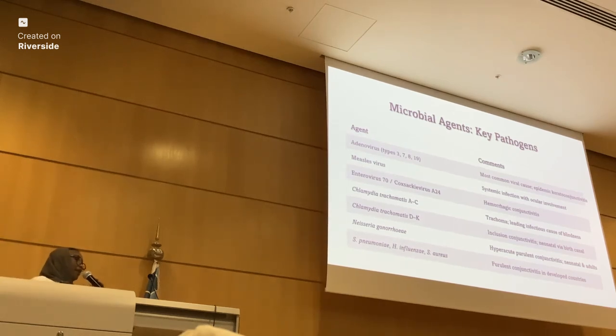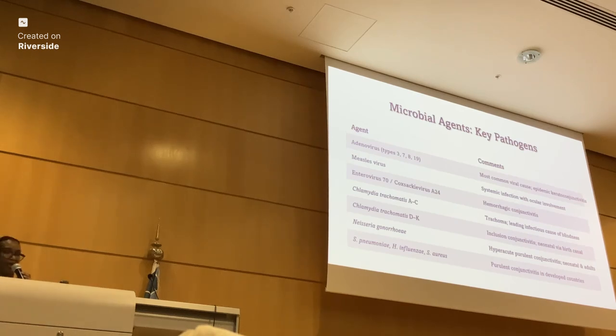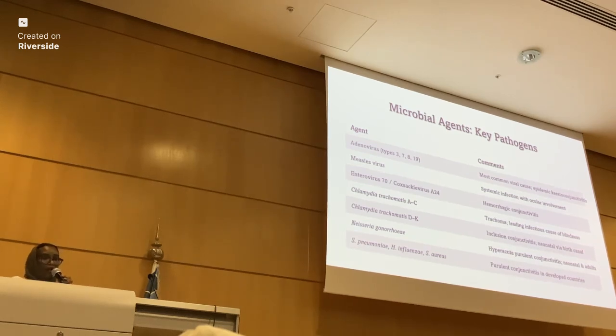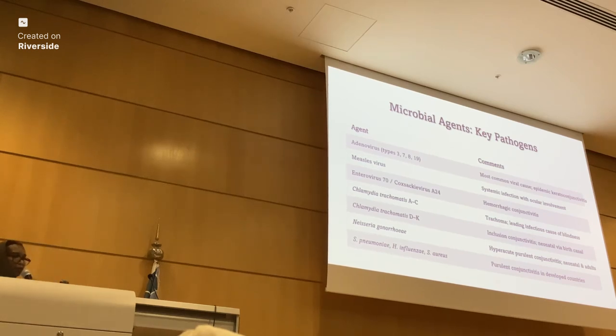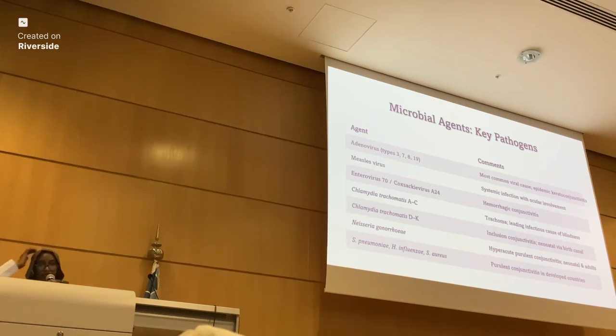You have bacteria like Chlamydia trachomatis, serotypes A to C, that mainly cause trachoma, which is a leading infectious cause of blindness. You have serotypes D to K that cause inclusion conjunctivitis, mainly affecting neonates. You have Neisseria gonorrhoeae. This is also very serious. It could affect both neonates and adults, causing something called hyperacute purulent conjunctivitis. And you have Streptococcus pneumoniae, Haemophilus influenzae, and Staph aureus. Those are other bacterial agents that could cause purulent conjunctivitis in developing countries.